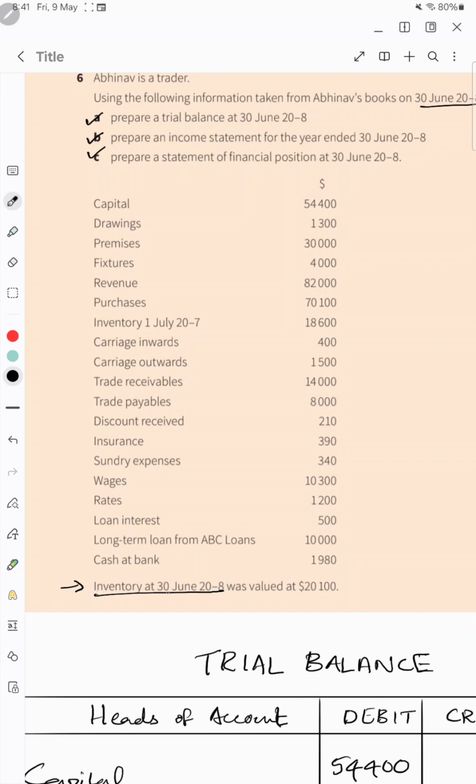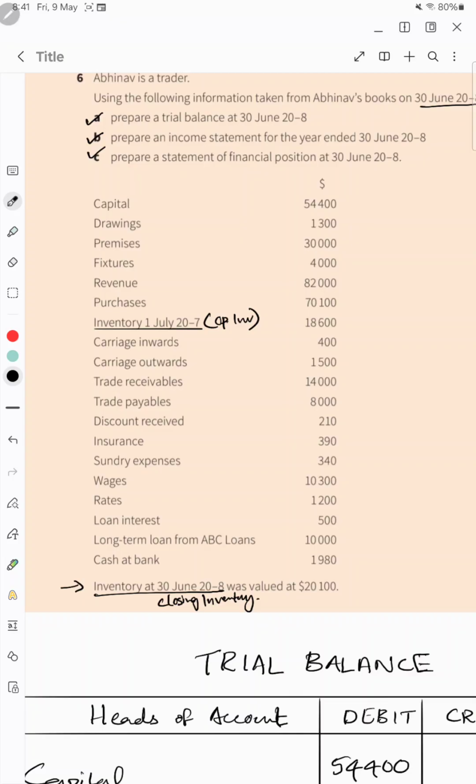So 30th June is the end of the year. This is called closing inventory. Closing inventory will always be outside of your trial balance, and opening inventory you can see here, inventory on the first start date, start of the year. So this is opening inventory.